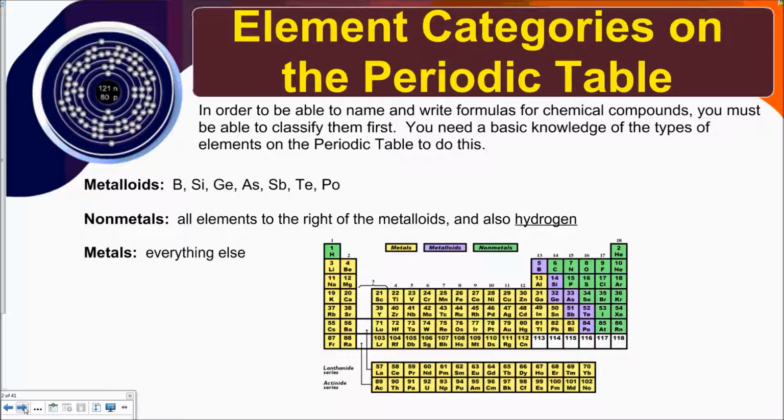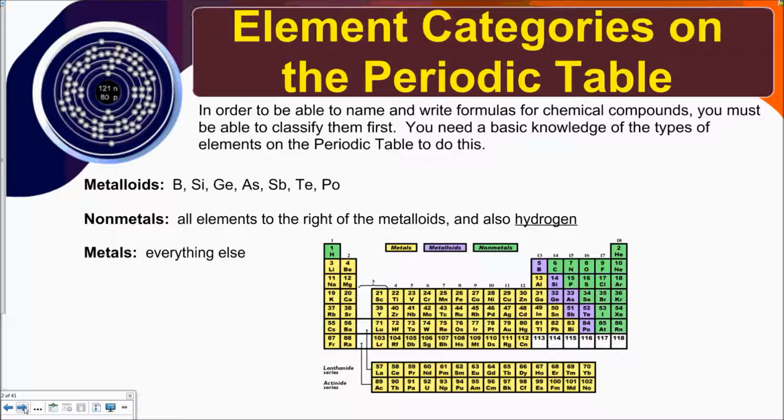So first we need to talk about element categories on the periodic table. In order to be able to name and write formulas for chemical compounds, you must be able to classify them first. You will need basic knowledge of the types of elements on the periodic table to do this. So there are 3 different types that we're going to talk about. First, we're going to talk about the metalloids. Metalloids have properties of both nonmetals and metals.